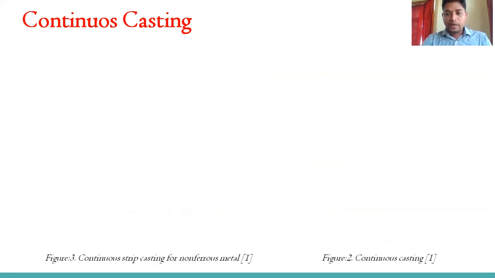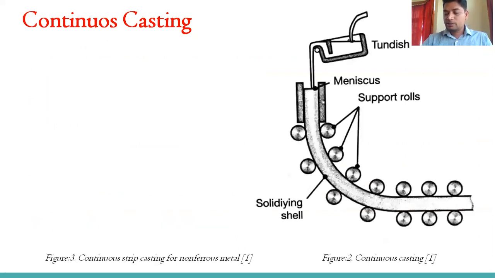Next, I just want to brief you about this. This is also the same as what we use in continuous casting. This is a tundish, and this is a meniscus. Meniscus means there is a formation of a meniscus, which is just a curved shape of the liquid on the solidified part.